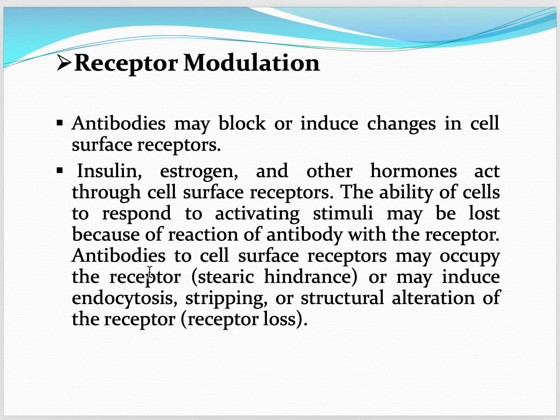Antibodies to cell surface receptors may occupy the receptor, that means cause steric hindrance, or may induce endocytosis, stripping, or structural alteration of the receptor, that means receptor loss. So actually, what happens in this case? The antibody is not acting on insulin. Rather, the antibody is inactivating the receptors of insulin.